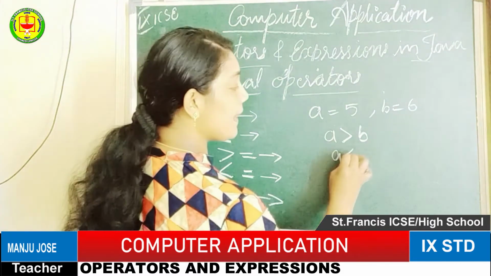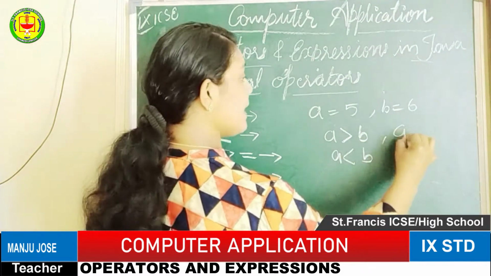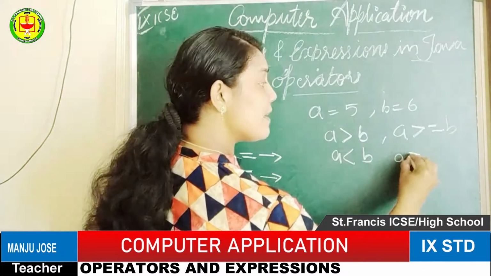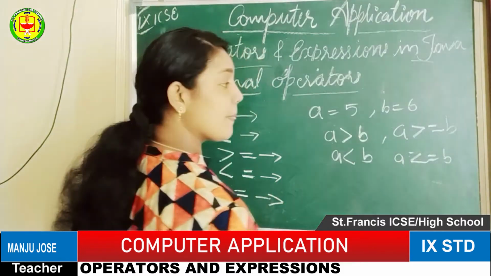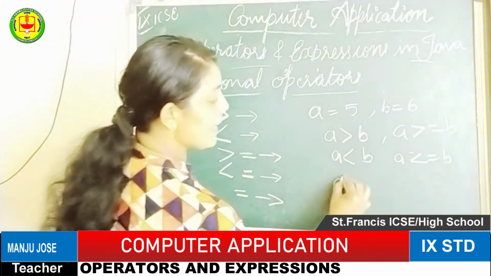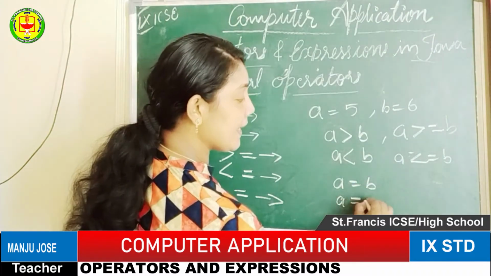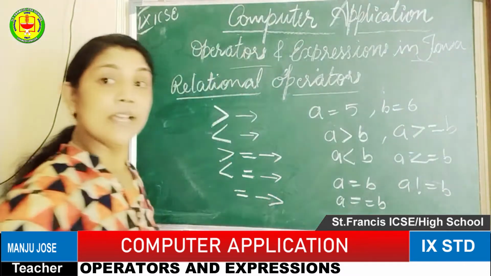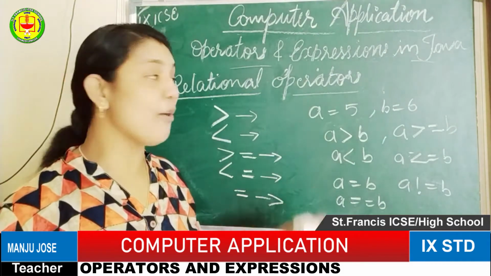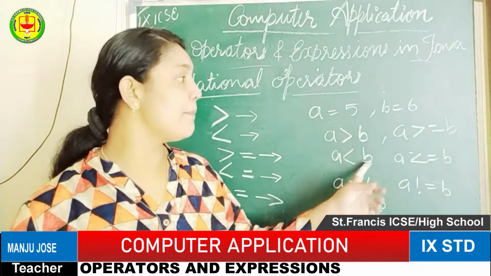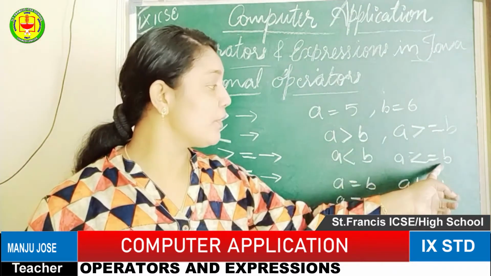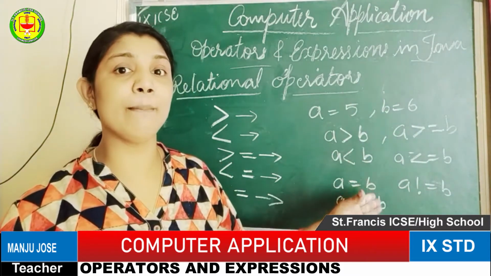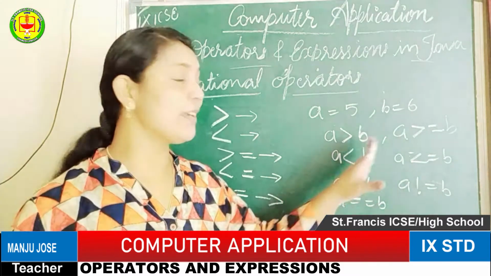We can give A less than B, A greater than or equal to B, and A less than or equal to B. The next one is A equal to B and A double equal to B. The next one is A not equal to B. This is an example for the relational operators: A greater than B, A less than B, A greater than or equal to B, A less than or equal to B, and A not equal to B. This is already familiar; we are comparing the LHS value and the RHS variable.